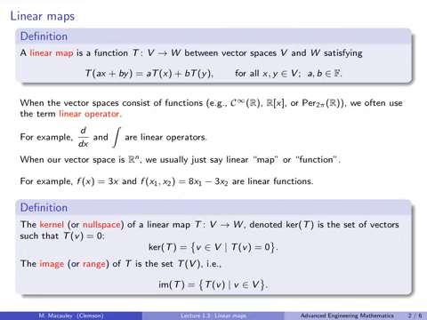The image, or the range of T, we write as im of T, or sometimes T of V. It's the set of all vectors of the form T of v, where v is in the domain space V. Now I want you to remember these definitions because we will use them throughout the class, especially the kernel.